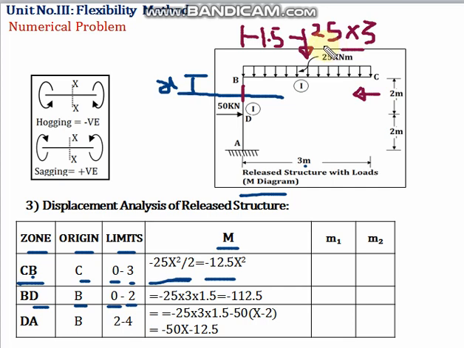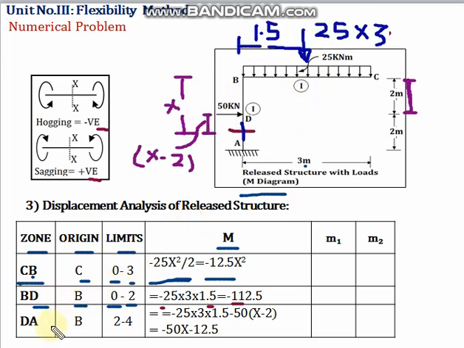So convert it into a point load, 25 into 3, and its lever arm with respect to this vertical axis is 1.5. If you rotate about that axis, it will rotate in a clockwise sense, so the sign is minus. So minus 25 into 3 is the point load of that UDL, and the lever arm is 1.5, and the sign is clockwise, that's why minus. Here minus means hogging, and plus means sagging. So this is about the moment for BD.